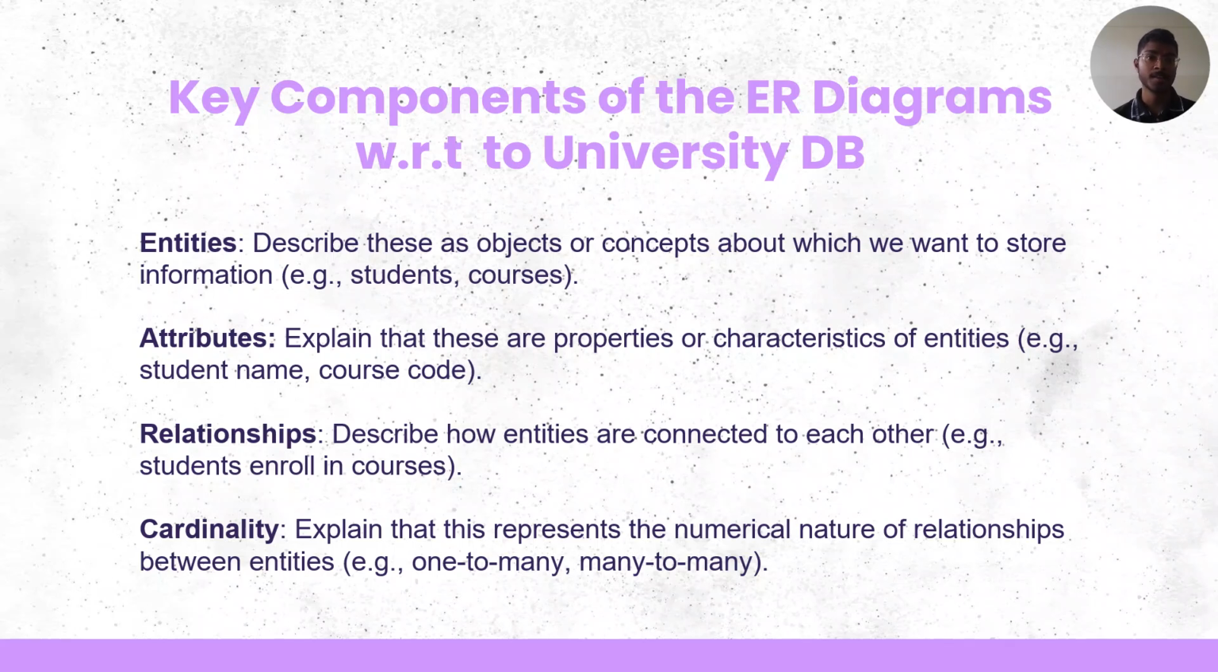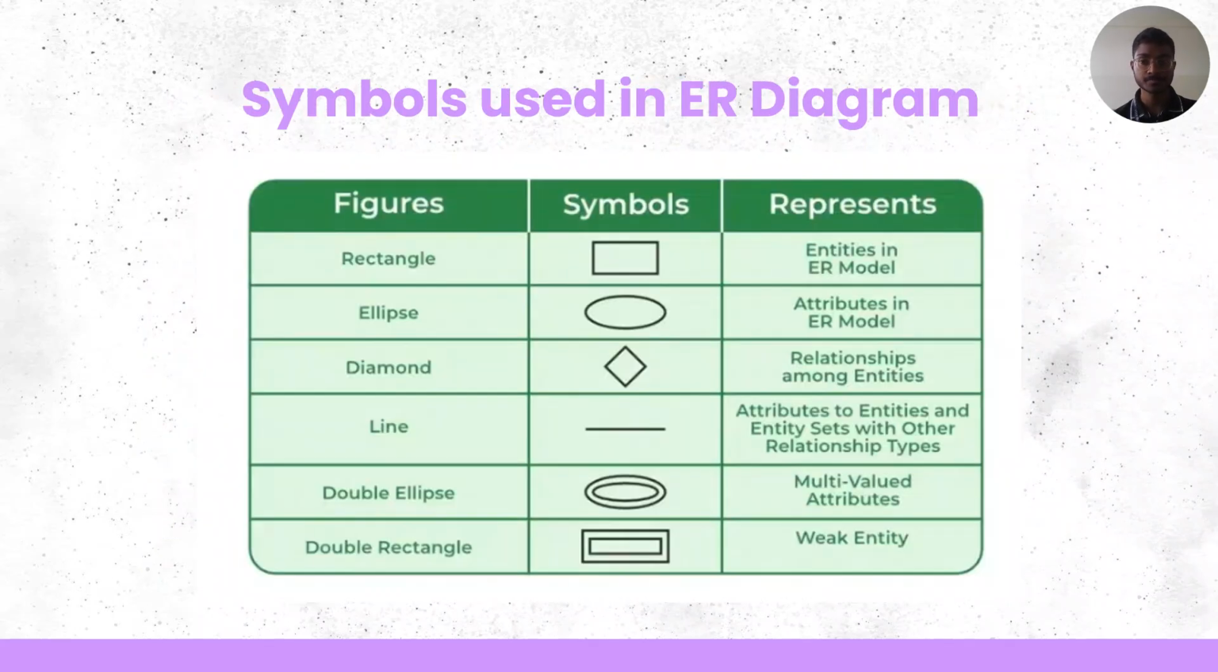Then we have the cardinality. In cardinality we represent the numerical nature of the relationship between the entities. It can be one to one, one to many, or many to many. So you can obtain various relationships for the cardinality. It is not necessary that a student should be related to only a certain course. He can also be studying other courses or other subjects. There are no such limitations.